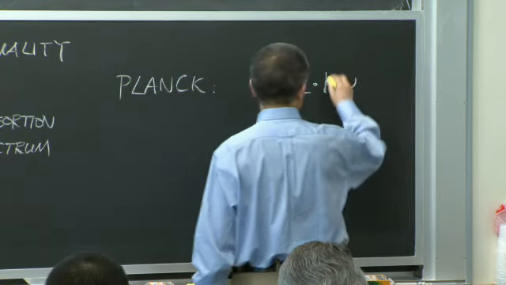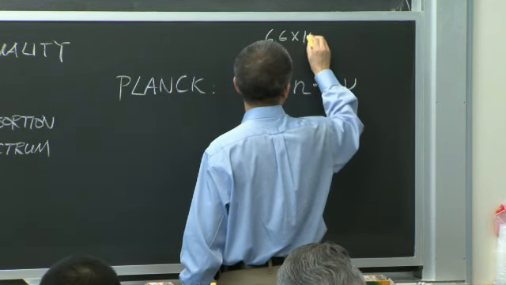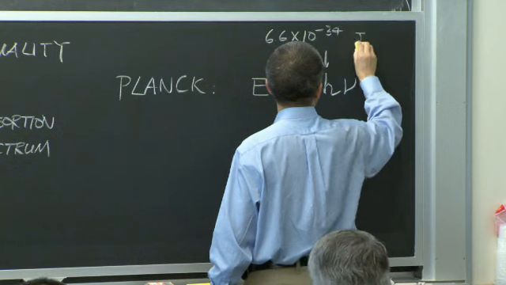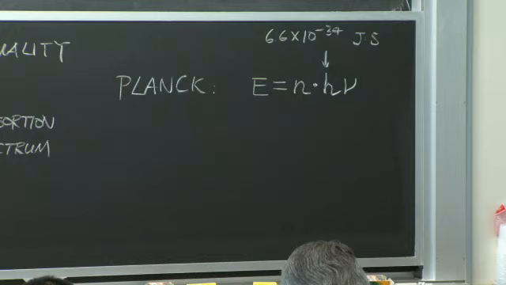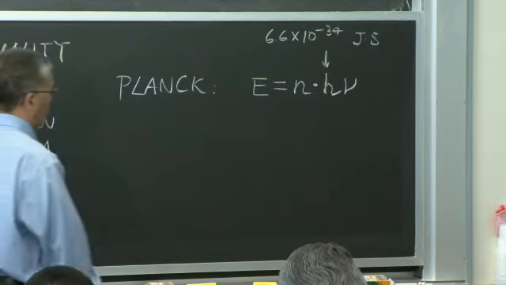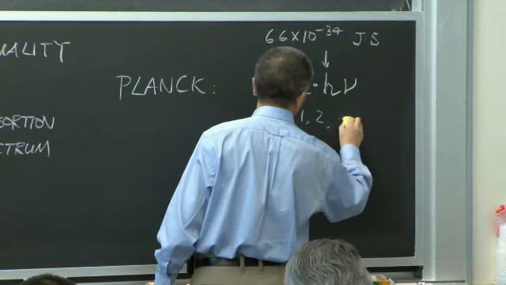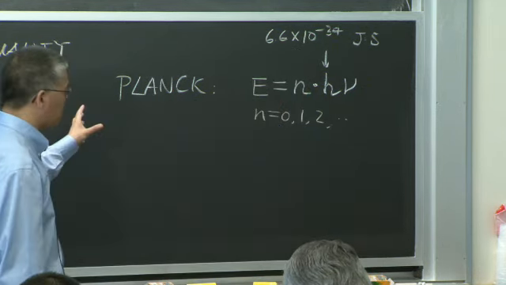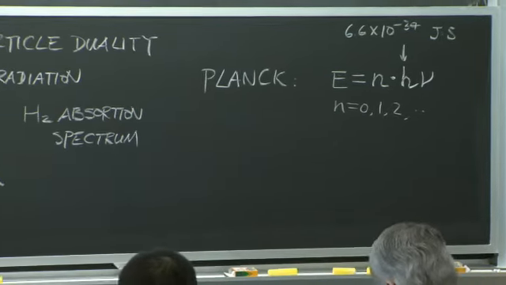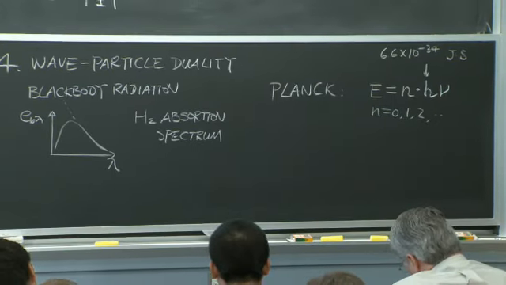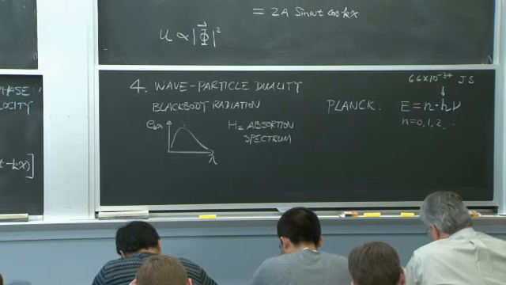And this h is the Planck constant, 6.6 times 10 to the minus 34 joule second. n is an integer. n is 0, 1, 2. So the energy of the light cannot be any value. It has to be a multiple of this h nu. So that was a radical concept, discretization of energy.